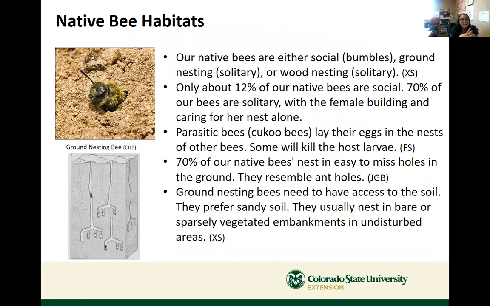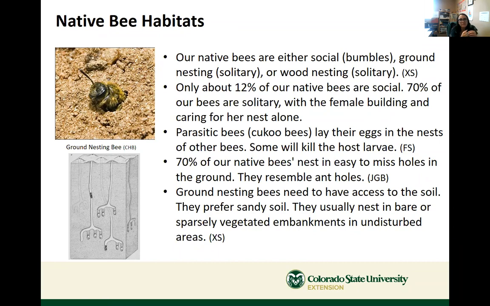Now there are parasitic bees, most notably the cuckoo bee, and they lay their eggs in the nests of other bees. Some will actually also kill the host larva so that their larva, the parasitic bee larva, will have all the food and all the shelter. So that's kind of their mechanism of how they survive.